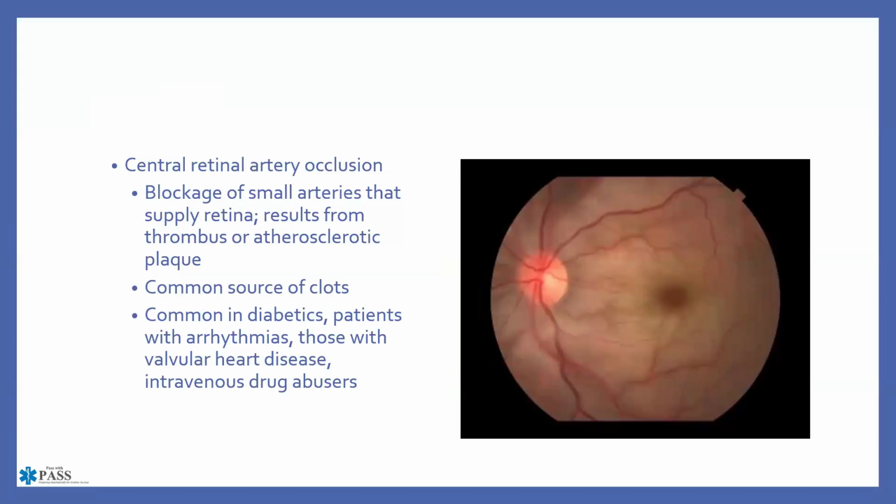There's a central retinal artery occlusion, and then there's actually a venous occlusion as well. So this is a blockage of the small arteries that supply the retina. And most of these are going to be from atherosclerotic plaque buildup or a thrombus, common source of clots.